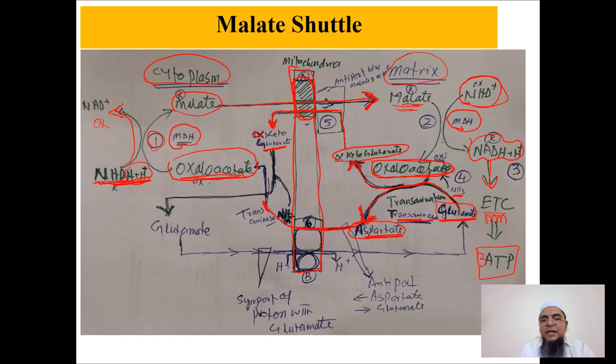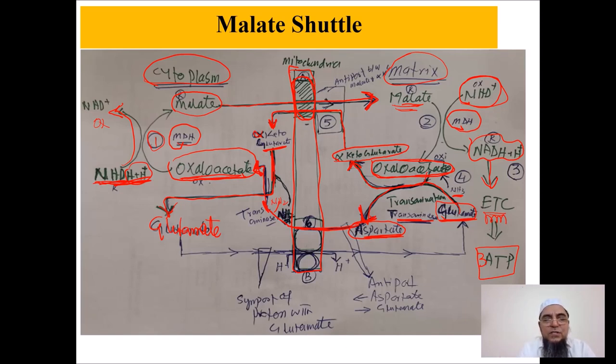Now what will happen? The same mechanism will be repeated again. When this aspartate enters into the cytoplasm, because aspartic acid is an amino acid and alpha-ketoglutarate is a keto acid, it will again release its amino group. This amino group will be accepted by this alpha-ketoglutarate, and it will convert into glutamate, glutamic acid. So when this aspartic acid releases the amino group and alpha-ketoglutarate accepts it and is converted into glutamate, what will happen to the remaining of aspartate? The remaining of aspartate is now oxaloacetate. So, regeneration of the oxaloacetate.